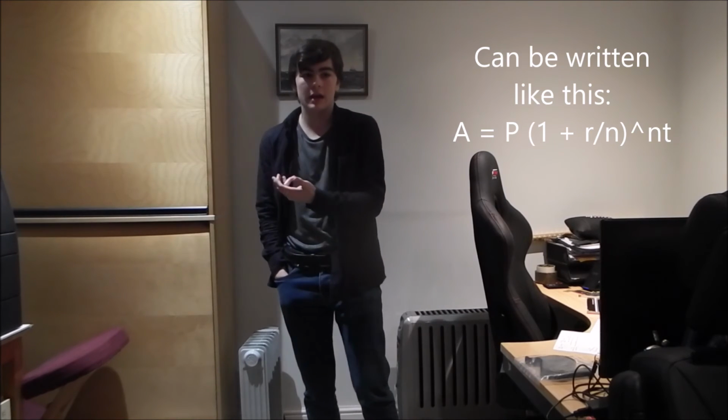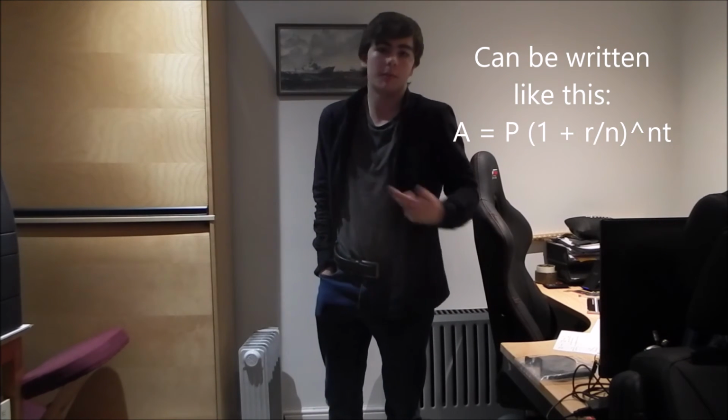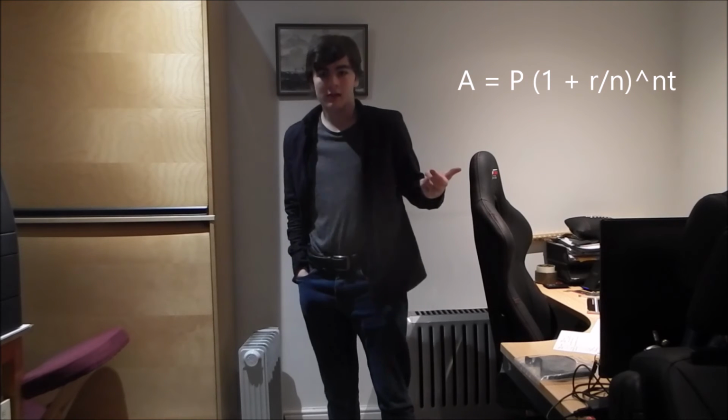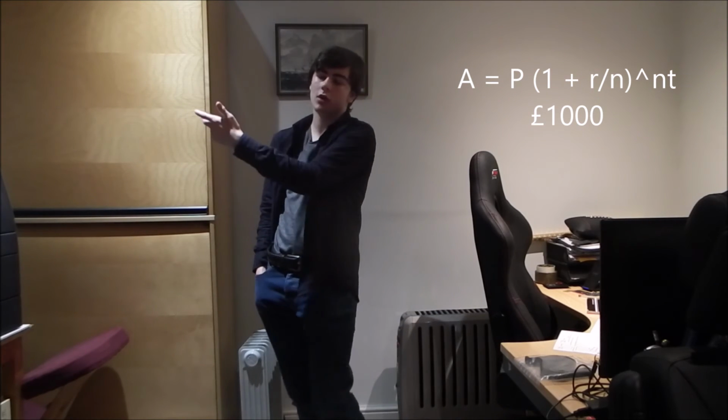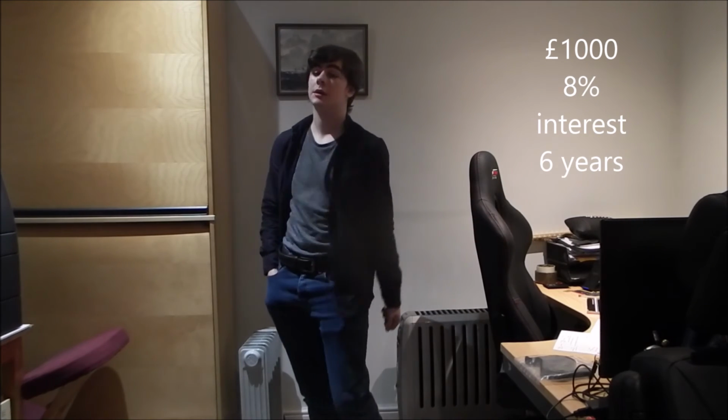Anyway, the equation you'll have is the initial amount. So let's say £1,000 is put into a bank. You'll put £1,000 times the multiplier to the power of however long they have it in there. The multiplier refers to the percentage. So let's say £1,000 in the bank with an 8% interest for 6 years, okay?